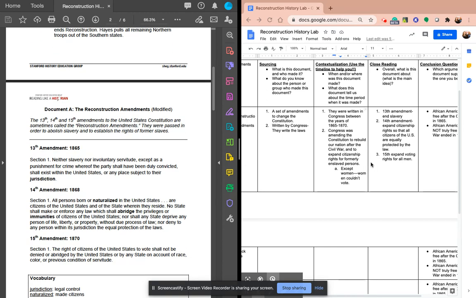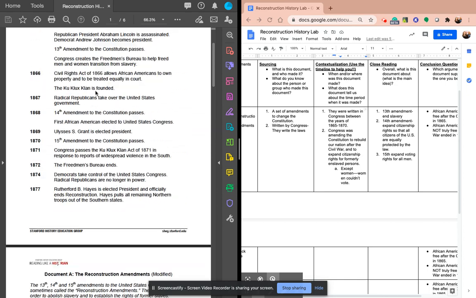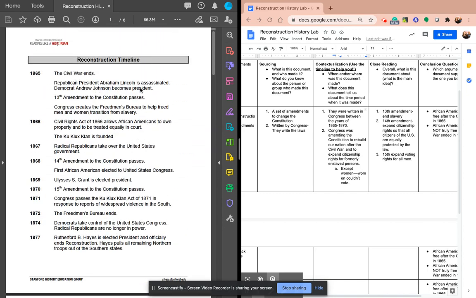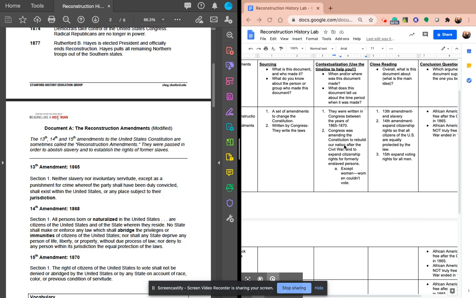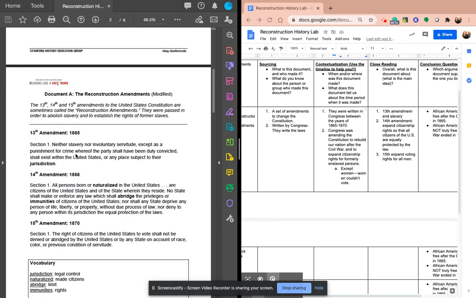The important thing here, though, which you will get more so from the reading of itself, is that these voting rights included all men, did not include women. Women could not vote until 1920. So from there, after I've gone through sourcing, I've looked at contextualization by going through my timeline, the last thing I'm going to do here before I decide how I'm going to answer my conclusion question is I'm going to read the documents themselves.